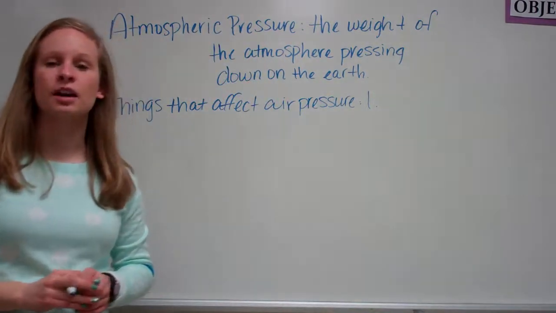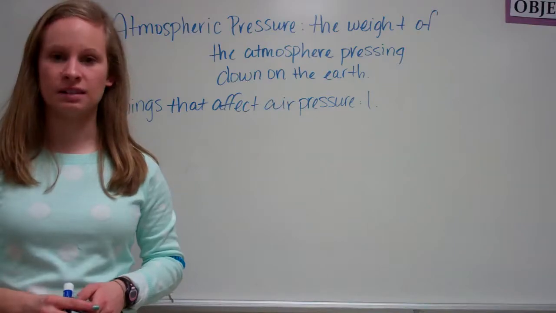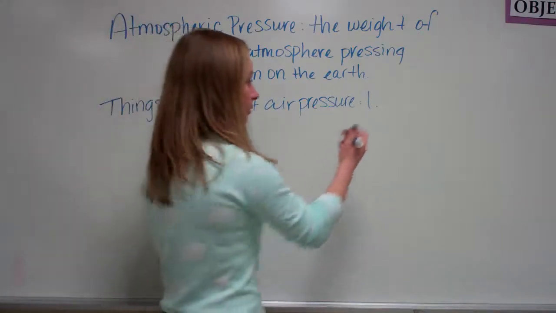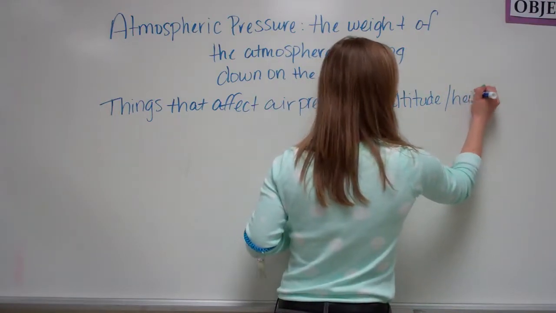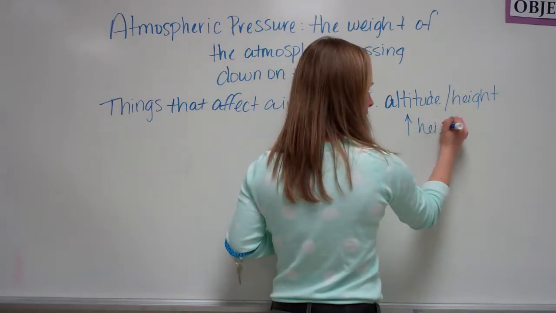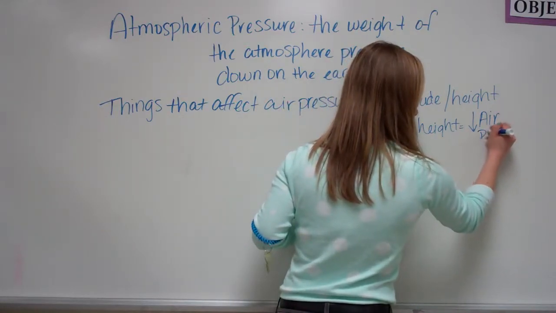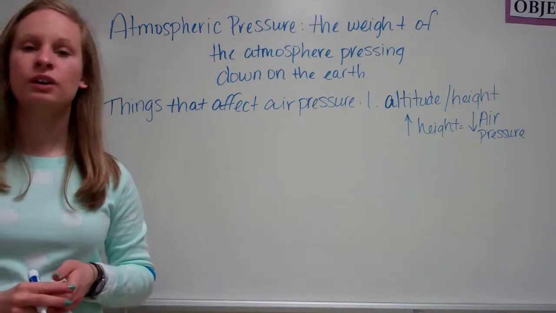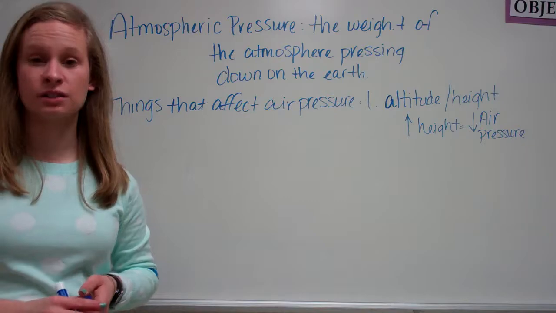The first thing that affects the air pressure, or how strong the force of the atmosphere pressing down is, is altitude, or height. The higher you go up, the less air pressure there is pushing you down. As you go up, increasing in altitude, your air pressure is decreasing. The reason is that there's less atmosphere above you to press down, so the force being exerted is less.